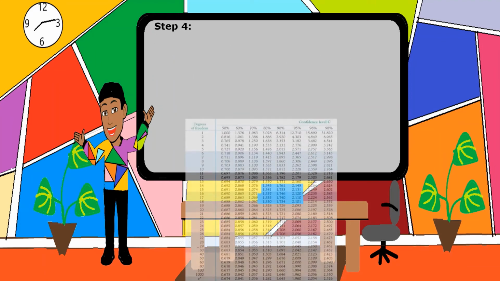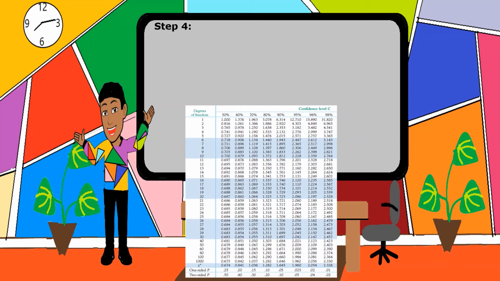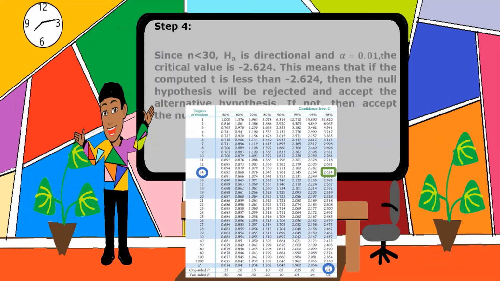For our step 4, we need the t-table. So for our t-table, let's look for the one-sided p because of directional. Since it is directional, we'll look for one-sided p wherein our alpha is 0.01. So one-sided p 0.01 is there. And then we also have to look for our df. Our df is equal to n minus 1 where n is 15. So 15 minus 1, 14. And the intersection of the two is 2.624.